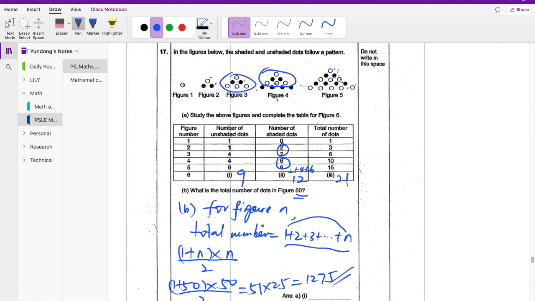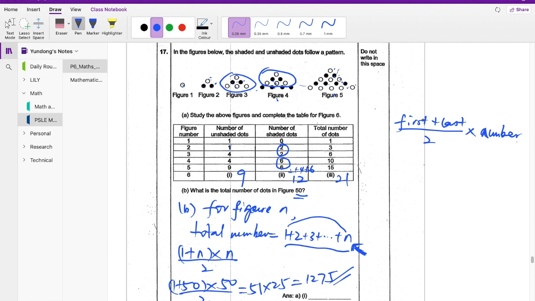This is something you need to remember: how to calculate this kind of pattern when you want to sum up. Normally it is the first one plus the last one, divided by 2, times the count, the number of terms.